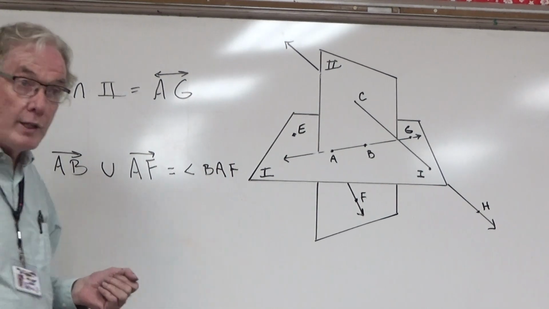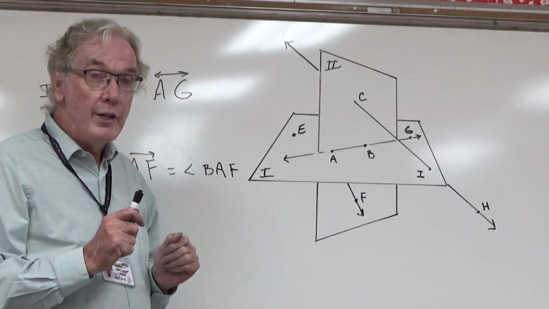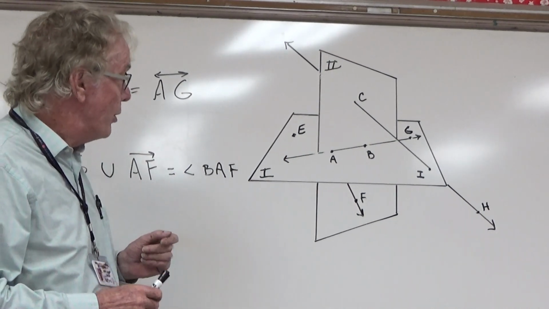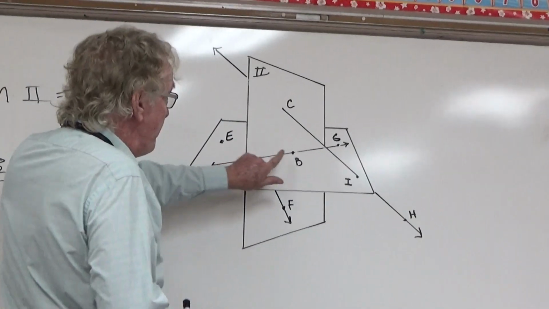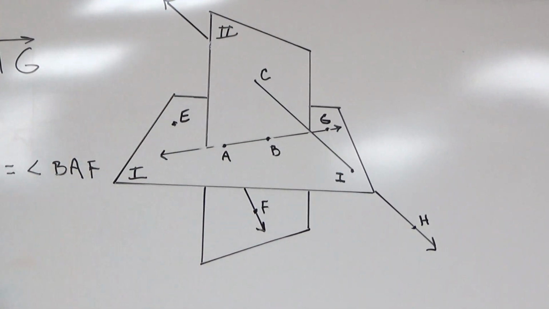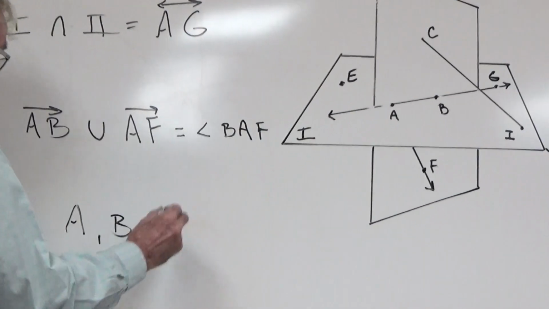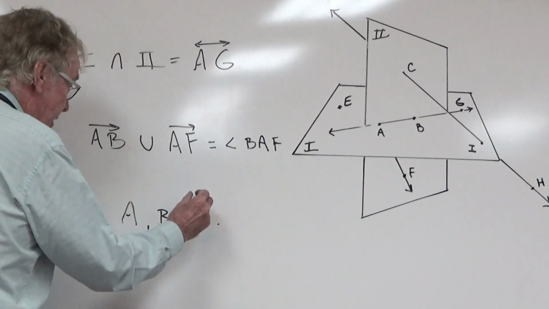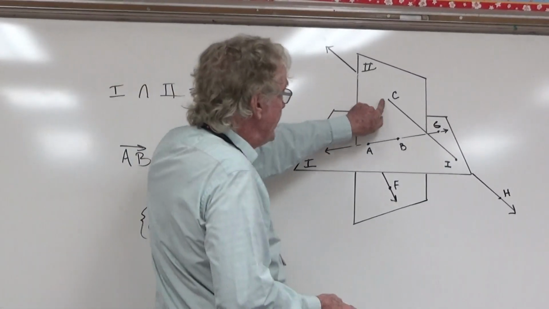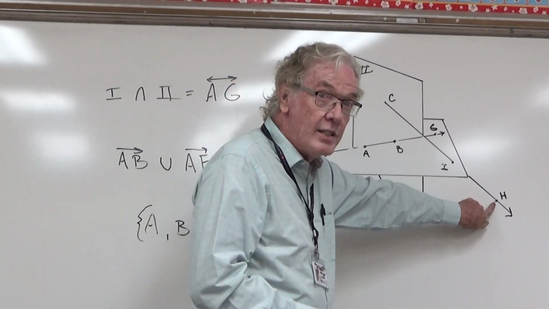What does it mean to be collinear? Points are said to be collinear if and only if they lie on the same line. I can find 3 collinear points. A, B, and G. A, B, and G are 3 collinear points. I could do it that way. A, comma, B, comma, G. However, I think I see another set as well. 3 collinear points. How about C, I, and H? Would have been just as good.